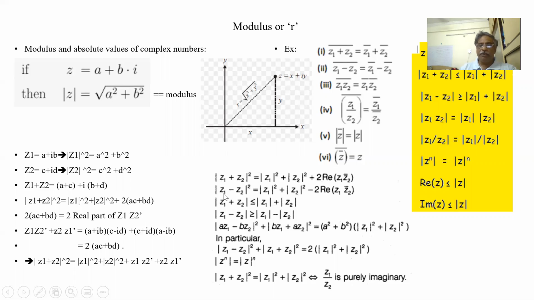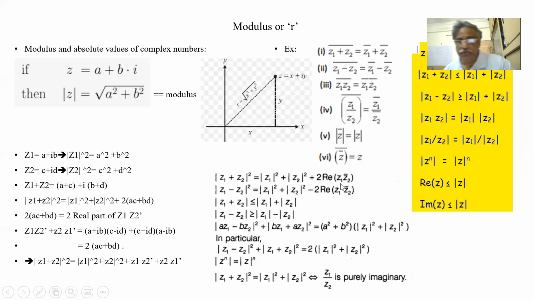Now again, mod of Z1 minus Z2 whole square. They are minus of 2 into real part of Z1 Z2 bar. So here it becomes minus 2 into AC plus BD, because it is Z1 minus Z2, so the minus will come here. So minus of 2 into AC plus BD, which is 2 times the real part of Z1 Z2 bar. So minus.